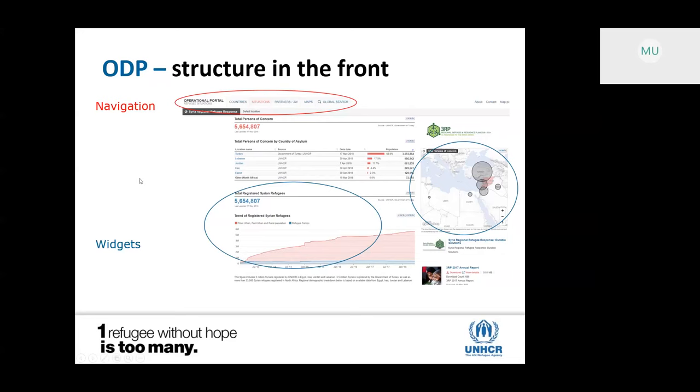The page itself, basically every page on the operational data portal, is building up from something that we call widgets. A widget is basically one teeny tiny app that is specified to display a certain type of content. So on this page, for example, you have many widgets. You have one that is displaying the total population of concern in red. You have one that displays it in blue. You have breakdown tables. You have maps. And you have many other types of widgets.